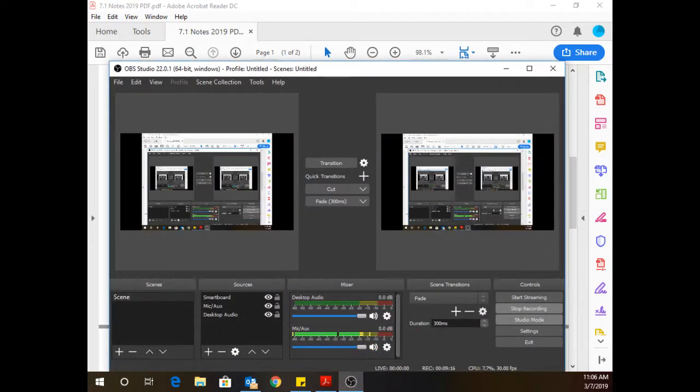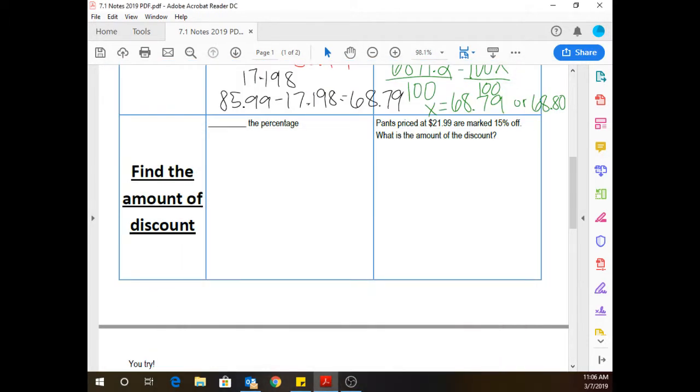Hey, how much would I save if I do this? They're basically asking, what is my discount? They don't want to know the price after the discount. They're just saying, I'm going to save $5, $10, $8. So on this one, you just have to find the percentage. So you're not going to add anything. You're not going to subtract anything.